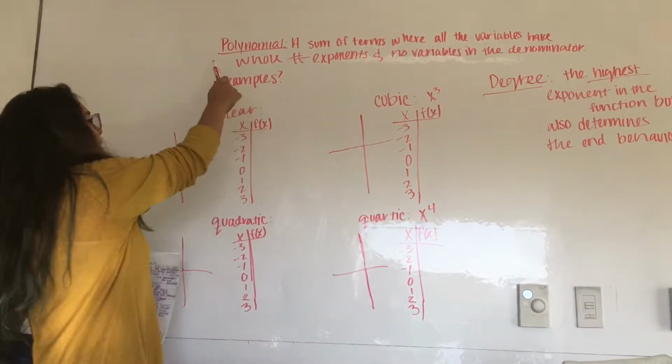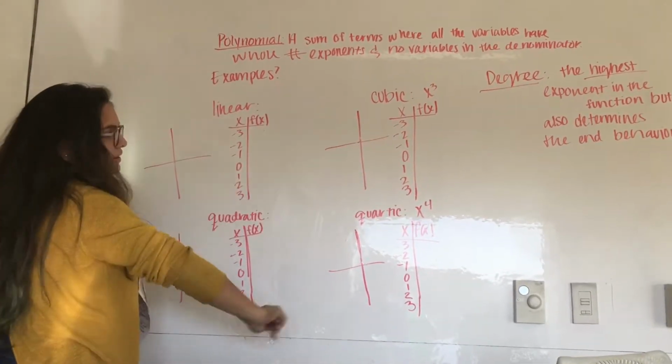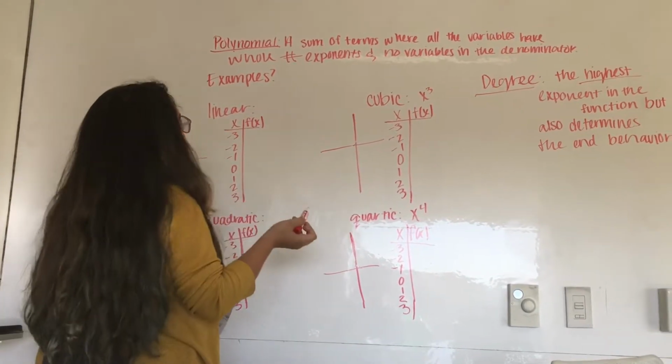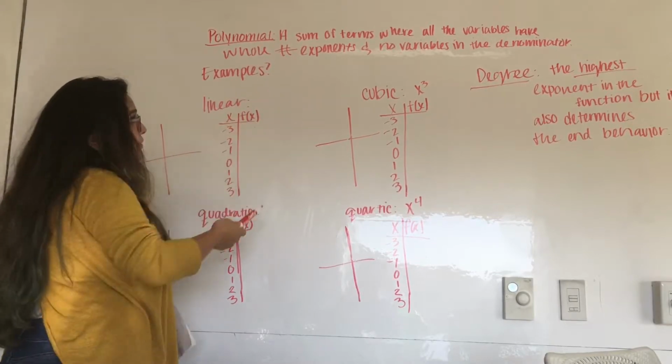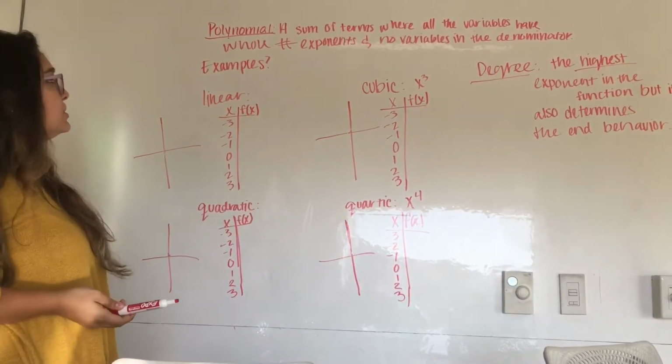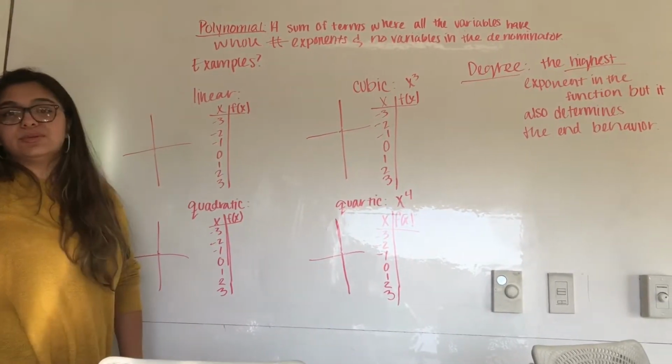Today we're going to be talking about what a polynomial is and everything that goes along with it. So, we have to first define what a polynomial is. A polynomial is a sum of terms where all the variables have whole number exponents and no variables in the denominator.